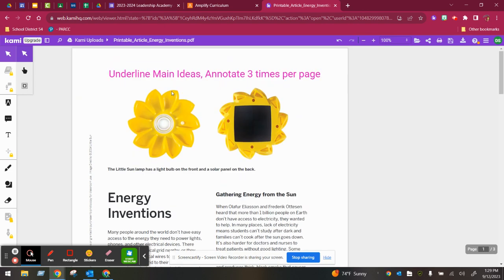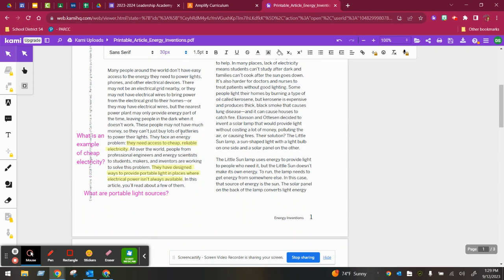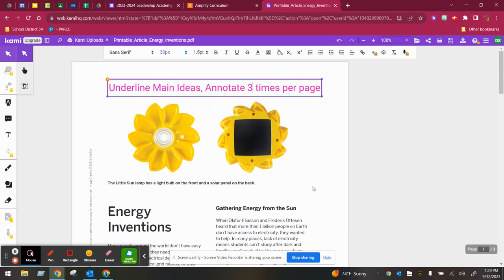Remember, for your reading, you are to underline or highlight main ideas and annotate three times per page. The example was done at the beginning here of how you could highlight main ideas and how you could annotate different sections. When you are finished reading this, make sure you turn it in.